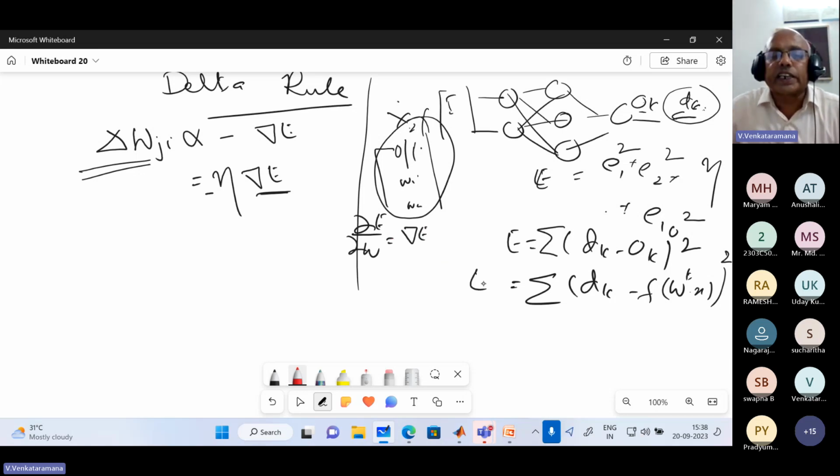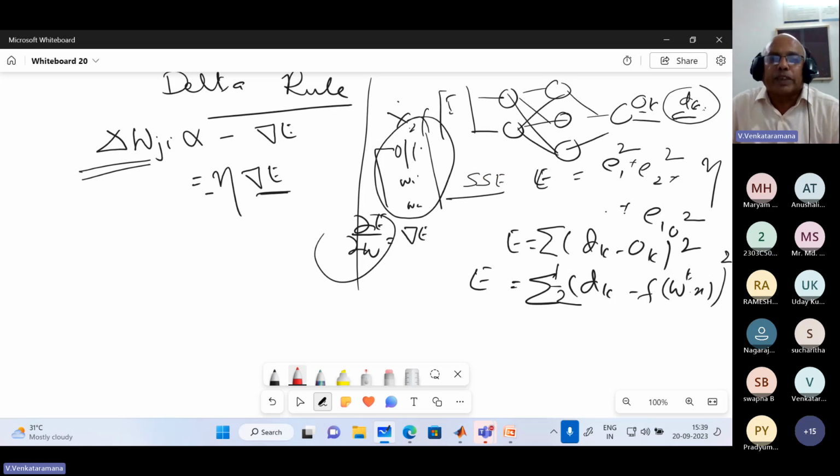If this is the error and we take the derivative dou E by dou W, then a 2 will come into the picture, 2 into so and so. The 2 is a constant, so what people do is multiply by 1 by 2. Why 1 by 2? When the 2 comes, it will cancel with the constant. Therefore, once again I'm repeating: the error is the sum of the squares of the errors.